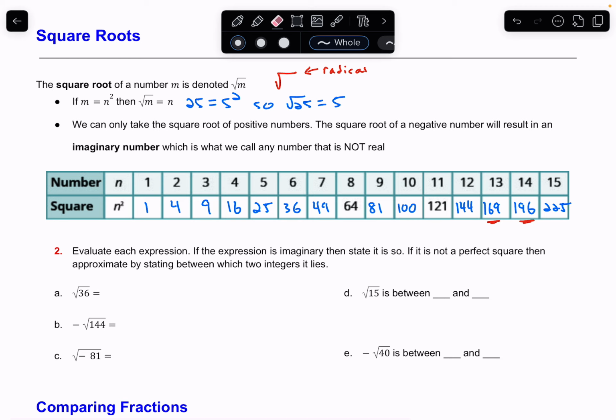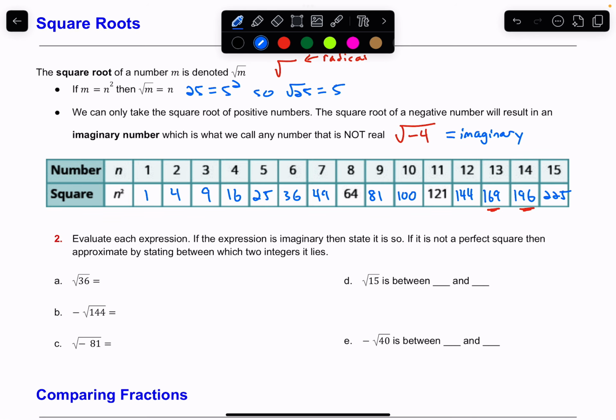Now that second bullet point up above: we can only take the square root of positive numbers. The square root of a negative number will result in an imaginary number, which is what we call any number that is not real. This lesson is titled Real Numbers, so we don't know what to do with imaginary numbers. If we have the square root of, let's say, -4, we don't know what this is. This is going to equal an imaginary number. Later in this class, we're going to understand more about imaginary numbers, but for right now, it's imaginary, we don't know what to do with it.